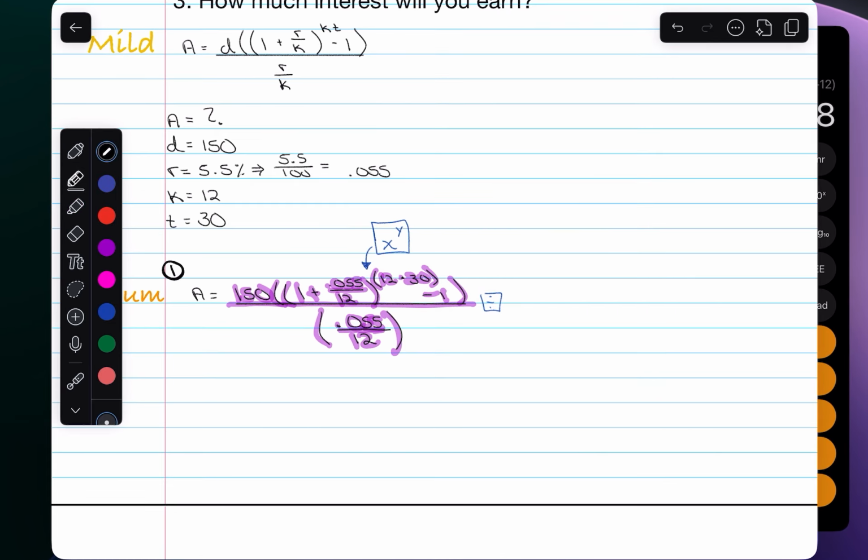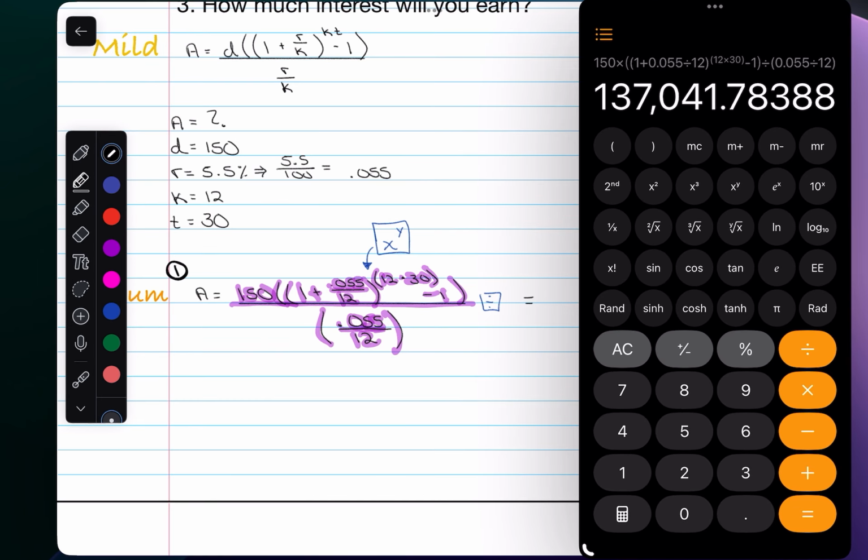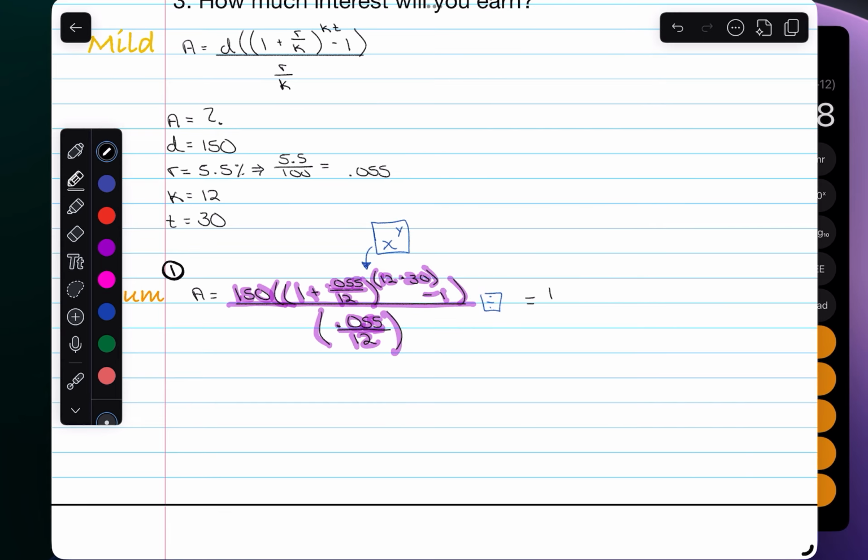All right, so this equals, and I'm going to round to the nearest cent just because that's usually what we're going to end up doing. $137,041.78. Okay, so that's how much money we have at the end of 30 years.